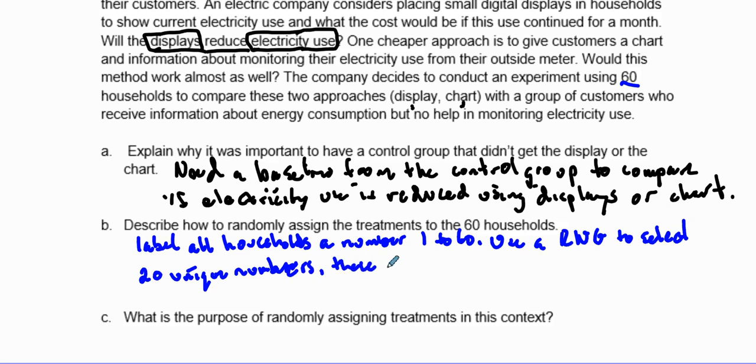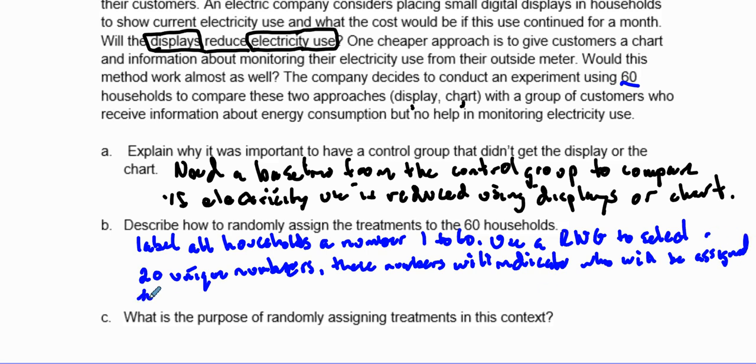These numbers will indicate who will be assigned. I'm going to say to the control group first. Control group, so no chart or display. You can read this. Display.